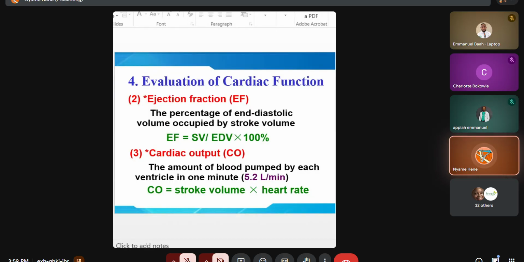Yeah, so that is it. That's expressing the stroke volume as a percentage. That's all. Do you understand that one? Now there's another term we call cardiac output. In heart failure, we talk about cardiac output. We say when there's a low cardiac output, what does it mean? So cardiac output is going to be what?